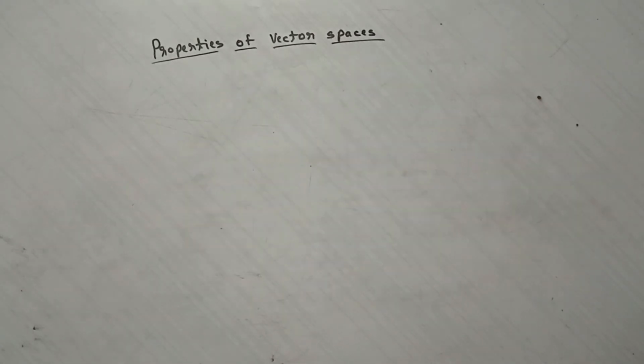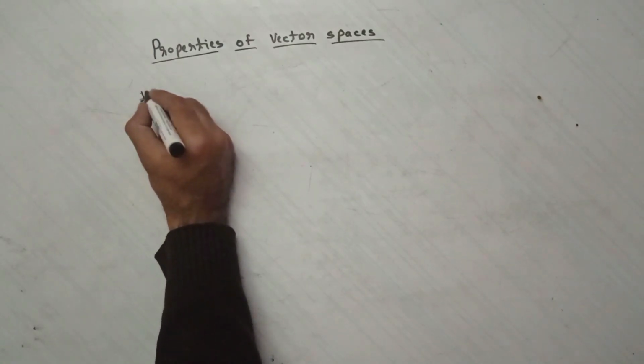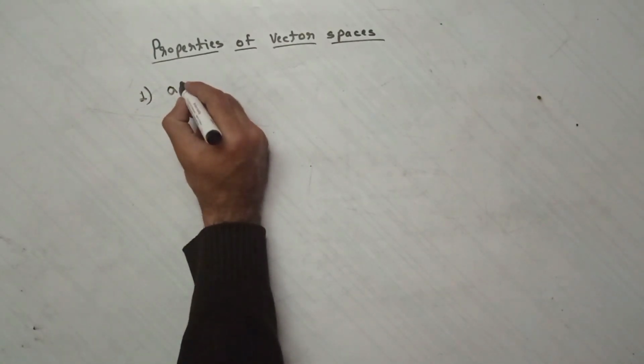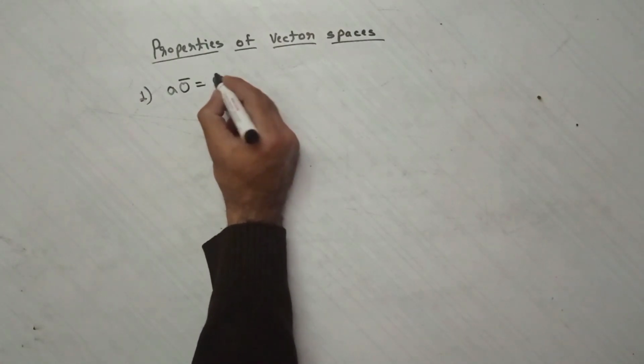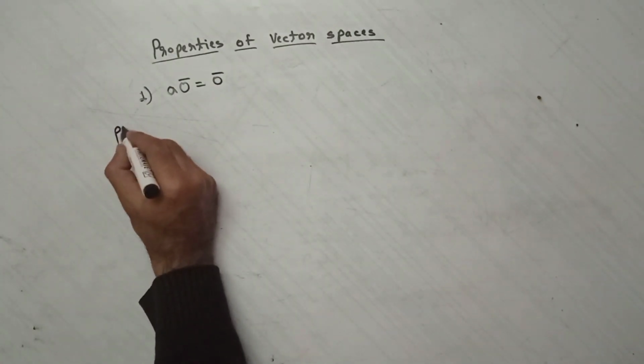Let's go for the first property, which means a times the zero vector equals the zero vector. Proof.